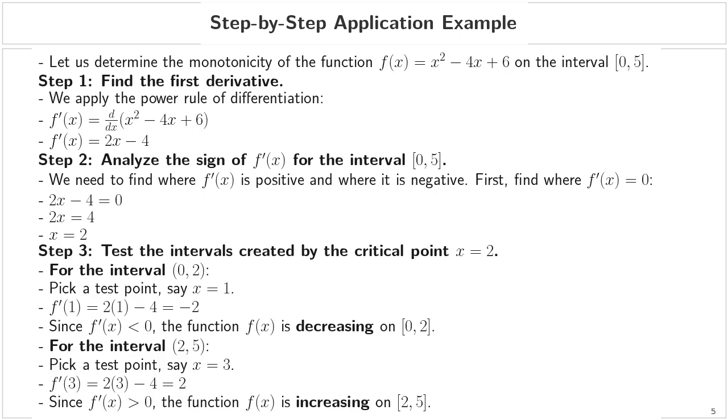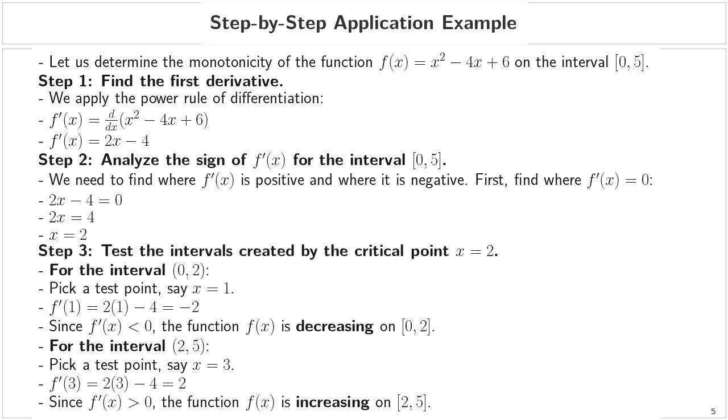Now, let us look at the second interval, from 2 to 5. This time, let us pick x equals 3 as our test point. Substituting 3 into the derivative gives us 2 times 3 minus 4, which equals 2. Because the derivative is greater than 0, the slope is positive, and therefore the function f of x is increasing on the interval from 2 to 5.